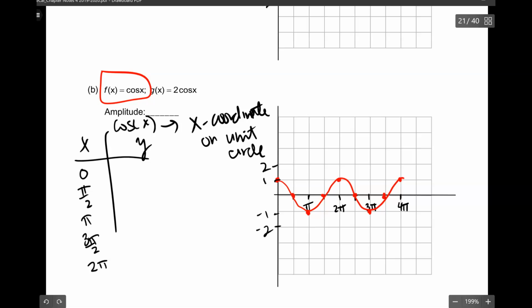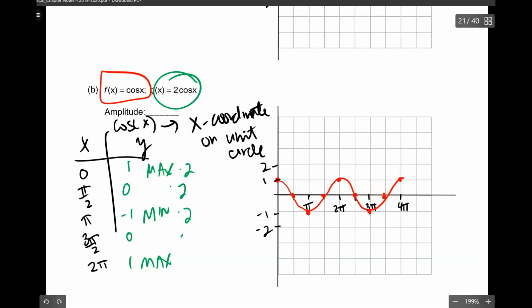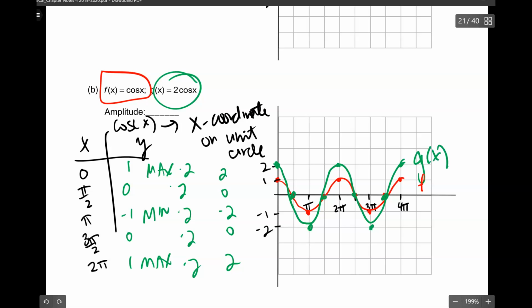But this time, instead of looking at the y coordinates at each of those, we're going to look at the x coordinates. So the x coordinate, we start at a max of 1, then 0, negative 1, 0, 1. So we start at a max, go to 0, hit our min, 0, and then go back to our max. When I multiply all those numbers by 2, my new values are 2, 0, negative 2, 0, 2. Right, this is my g of x, and the red is my f of x.